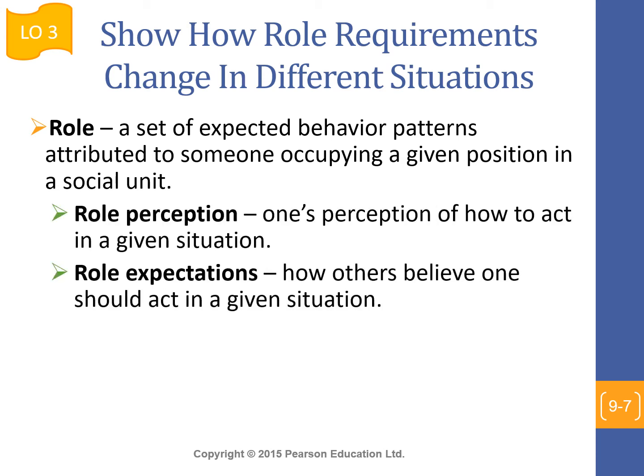Okay, role perception is our perception of how to act in a given situation. Expectation is how people see us and people believe in us on how we should react towards a situation. So these are two different things that you need to understand. Perception is your perception of how you are going to act towards a situation, but expectation is actually how people put belief in you on how you should be acting in handling a situation.